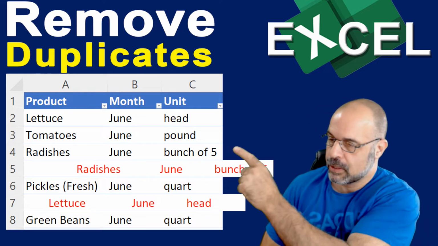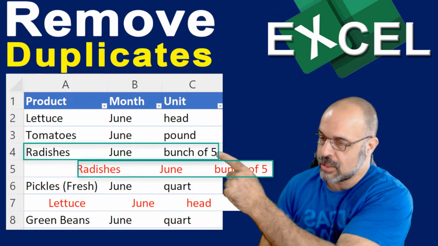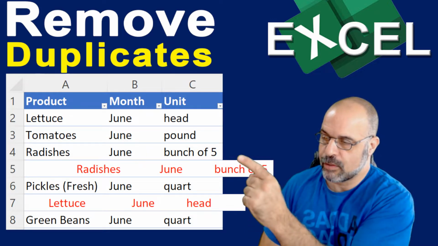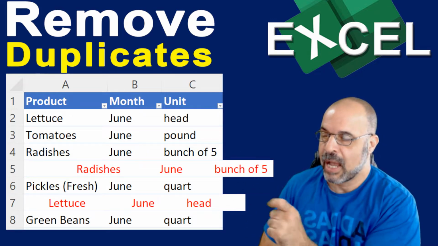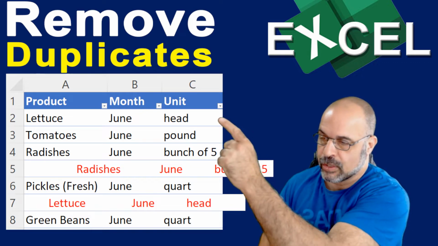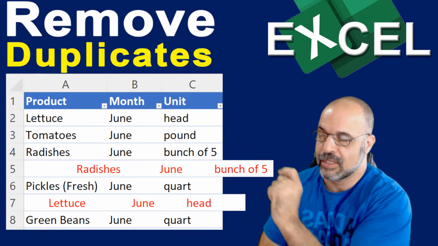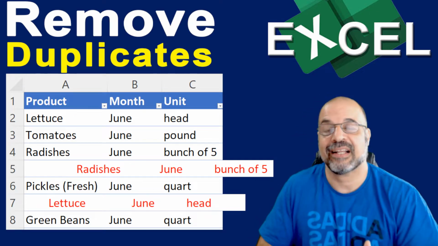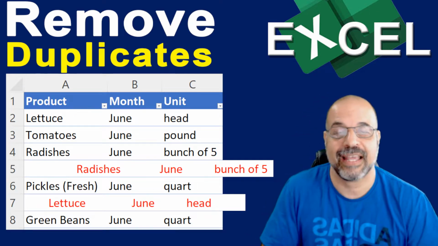I've got another duplicate here. This is row number 4, radishes. And then here's the duplicate. So essentially the reason I've got these in red is that these are the duplicates and these are the unique entries. The first entry that's found is considered the unique entry, and any other entries which are exactly the same are seen as duplicates and they are removed.